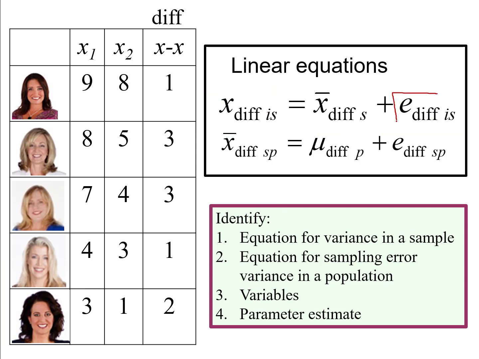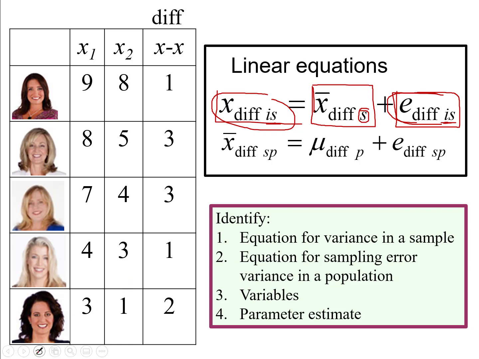And likewise, e, that's how far each person's difference score deviates from the sample mean difference score. And we have the letter i there to say that each person can have a different error. Each individual can have a different error. So the x difference score and the error difference score, they both have subscripts i to indicate that they're variables. The individuals can vary from one to another in their difference scores, and they can vary from one to another in their error. But there's only one mean in our sample. This is the mean difference score for sample s, and so there's no i there, and that's our parameter estimate.